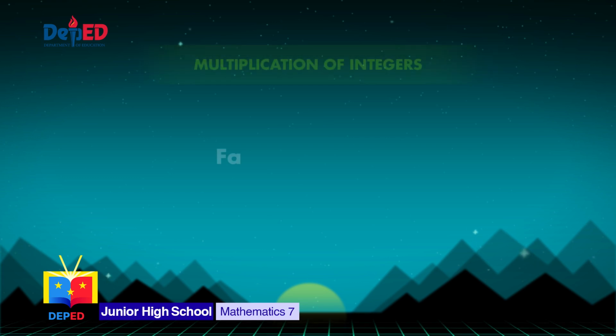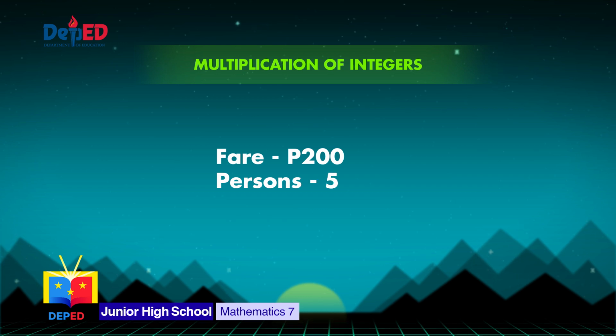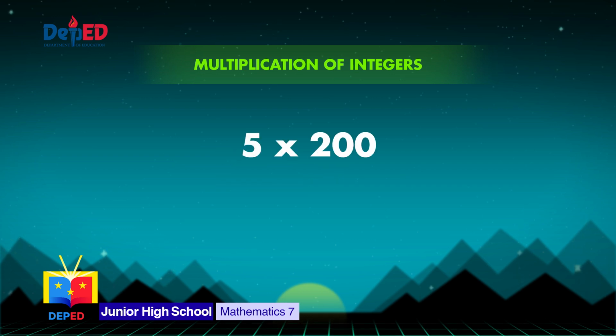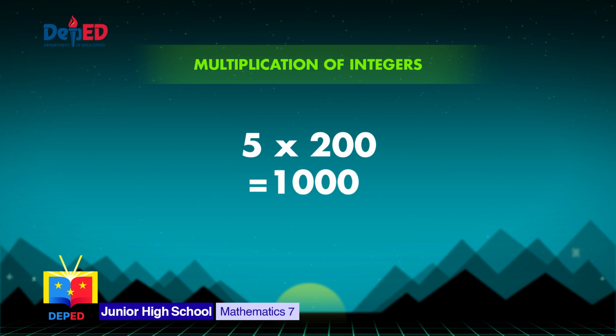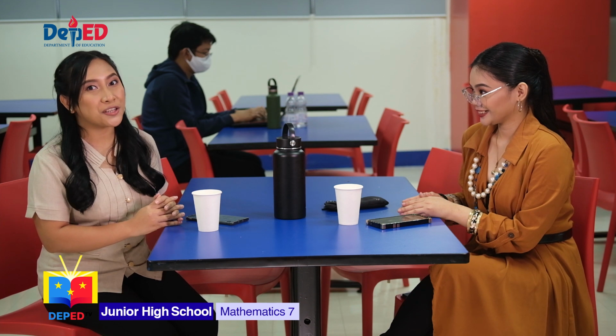Anyways, if the fare from Manila to Tagaytay is 200 pesos, and we are 5 people in our group, what operation do you think should we perform on these integers to know how much we will pay? That's right! Multiplication. We need to multiply the two integers. So that will be 5 times 200, which will result to 1,000 pesos. Very good! Seems like you already know something about multiplying integers. Really? I think ahijadas and ahijadas should learn more.